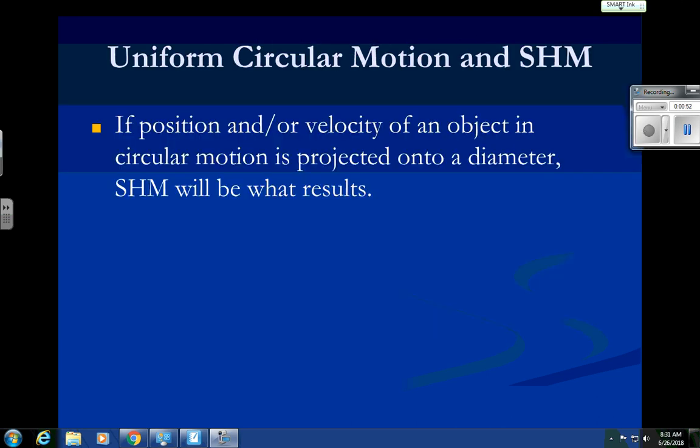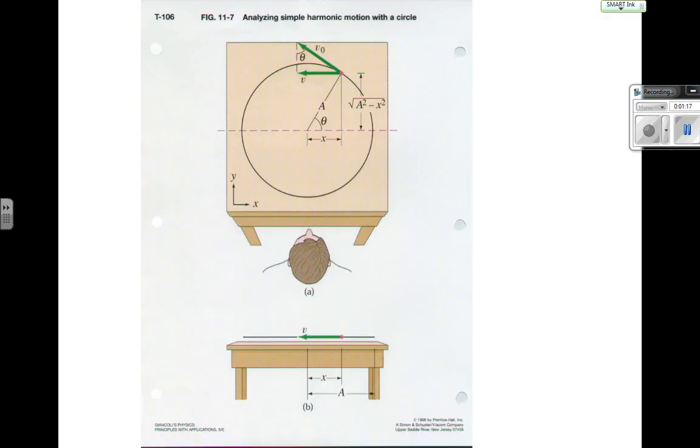First thing is just a conceptual idea: there is a relationship between uniform circular motion and simple harmonic motion. If you imagine uniform circular motion, something moving in a circle of constant radius with a constant speed, if you look at the x or y position and or velocity of that object over time, you basically end up with simple harmonic motion. Now that doesn't make a whole lot of sense, but here's a visual of what we're talking about.